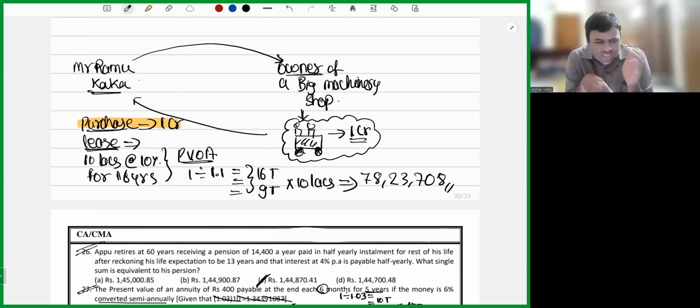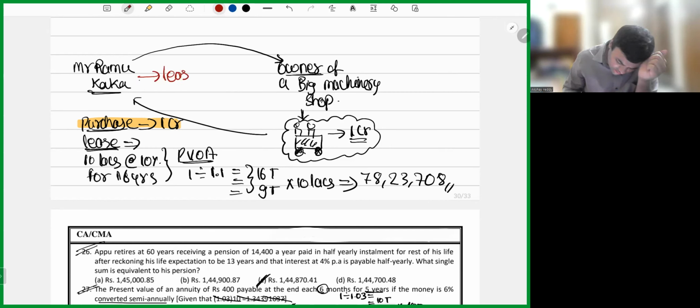So, my dear friends, what do you think? What is better, purchasing or leasing? If I purchase, I should pay 1 crore. If I take it on lease, I'll pay only 78 lakhs. So obviously, I'll tell Ramukaka, go ahead and take the lease.